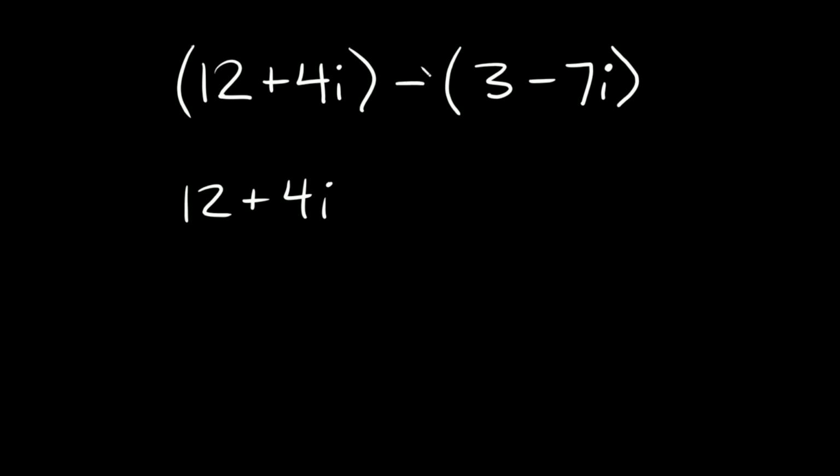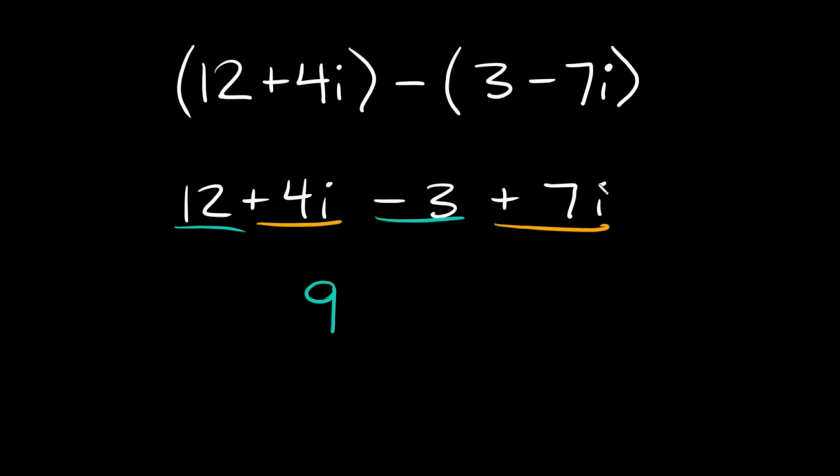So we have to distribute that negative sign to both of these terms, so to the 3 and the negative 7i. Basically the signs are going to flip. So this positive 3 is going to turn into a negative 3, or minus 3, and this negative 7i is going to turn into plus 7i. And then again, we can combine like terms. So 12 minus 3 is equal to positive 9. And then here we have positive 4i and positive 7i, which is equal to positive 11i.